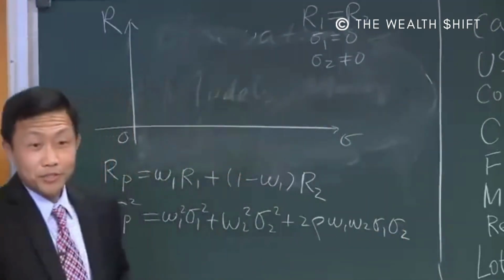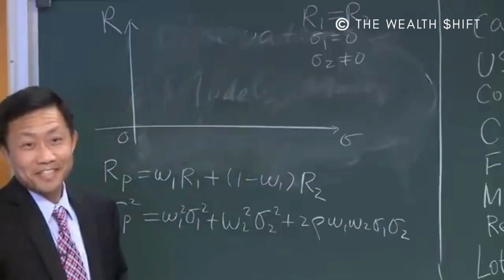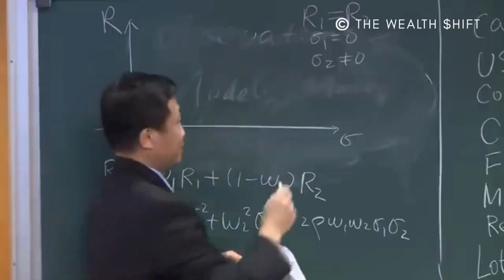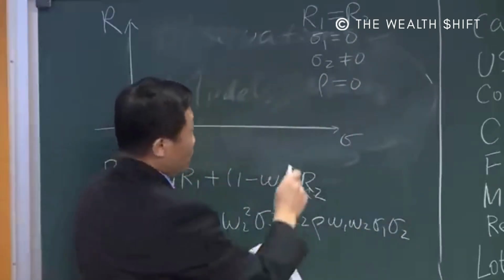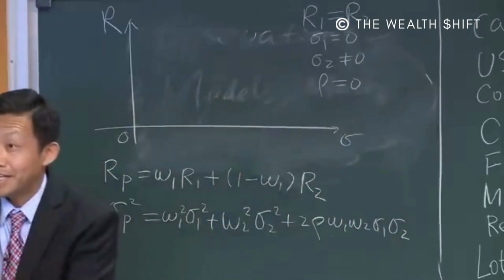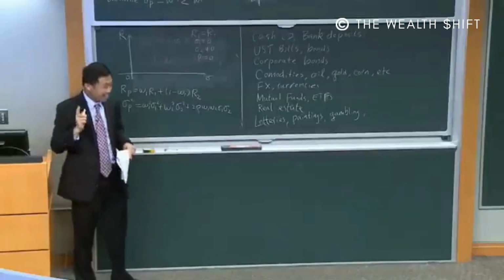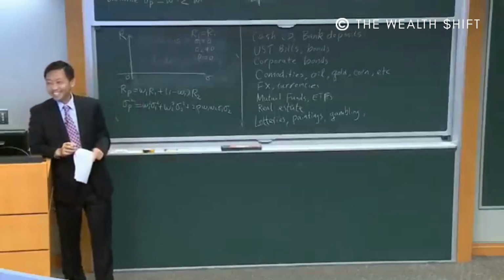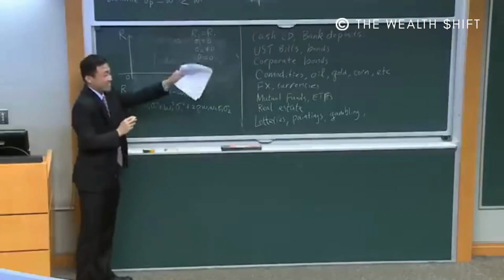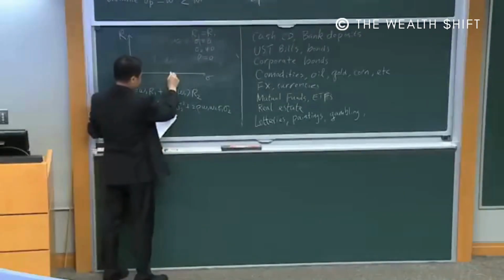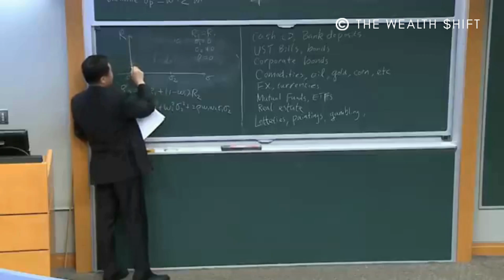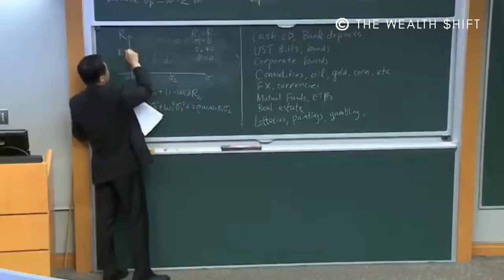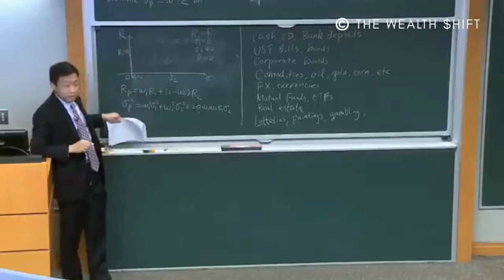What is rho? What is the correlation? 0, right? Because you have no volatility. Okay, so what is it? It's really undefined. Yes. No covariance. That's right. Okay, so let's look at this. You have sigma 2 here. Sigma 1 is 0. And you have R1 equal to R2. What is R of P?